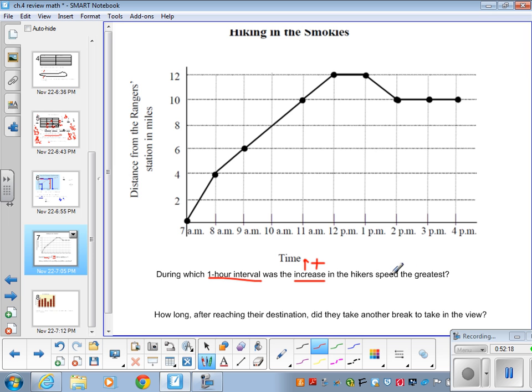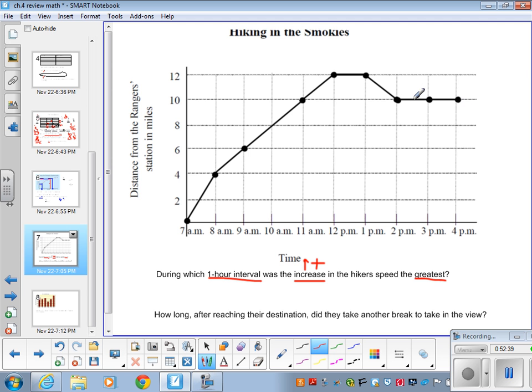In the hiker's speed, the greatest. How we find the greatest is looking at the length of the lines. Looking at this line graph, which line is the greatest, the longest, between 2 points?